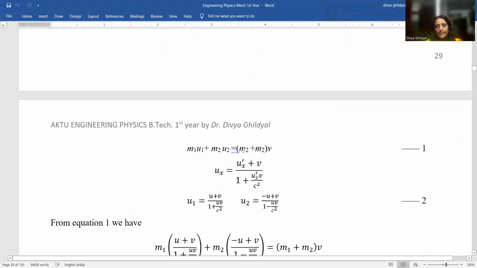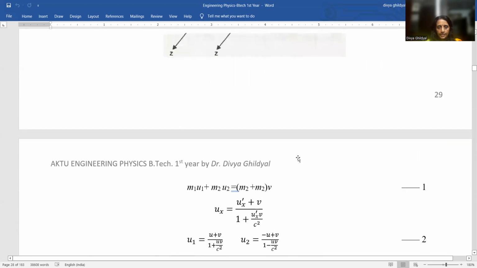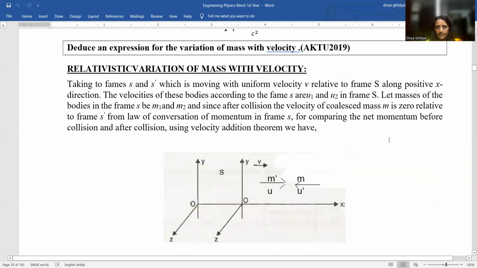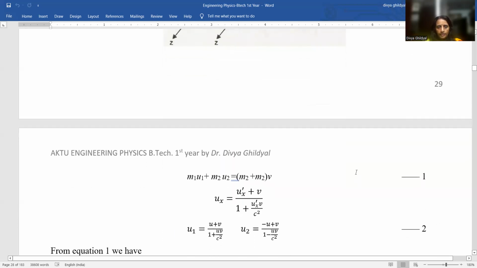For elastic and inelastic, two cases are there. In this case, we are going to take the case where the masses add up after collision. So m1 u1 plus m2 u2 is equal to (m1 plus m2) into v. Also, from the relativistic variation of velocity, we know that ux is equal to (ux dash plus v) upon (1 plus ux dash v by c square).